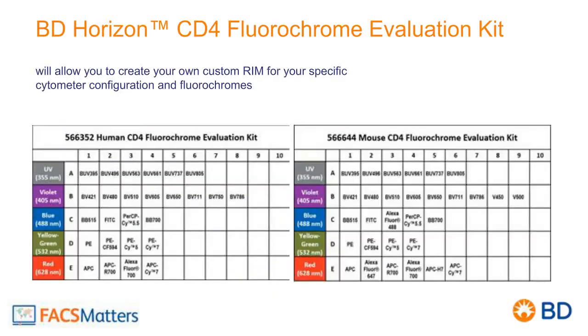BD provides what we call the CD4 fluorochrome evaluation kit. And what you can see is that we have one for the mouse and one for the human. You can see that we have small samples of CD4 in every single color that we provide. So what that means is you can now do a RIM kit, because to create the RIM, what you need to do is measure CD4 expression on every color, and then mathematically it creates the RIM doing the calculations I showed you earlier. This is all behind the scenes, so you don't have to worry about the math. You don't have to worry about anything other than collecting the data.